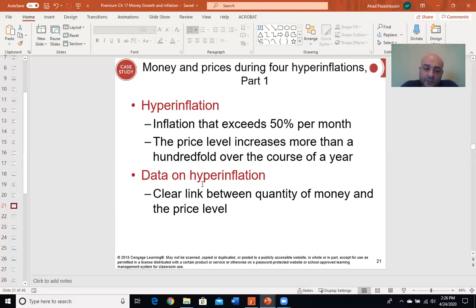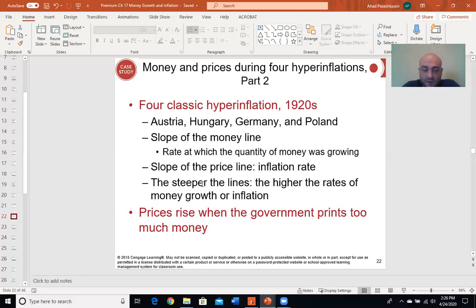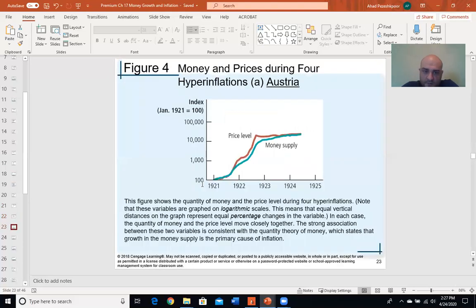Data on hyperinflation shows a clear link between the quantity of money and the price level. Now, four classic hyperinflations: 1920s Austria, Hungary, Germany, and Poland. The slope of the money line is the rate at which the quantity of money was growing. The slope of the price line shows us the inflation rate. The steeper the lines, the higher the rates of money growth or inflation. Prices rise when the government prints too much money.